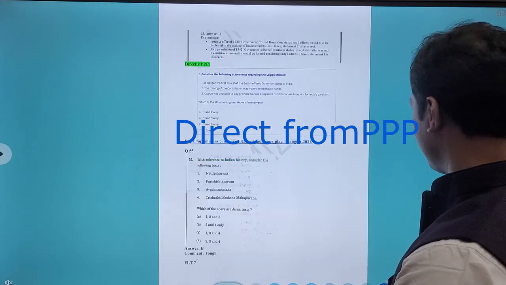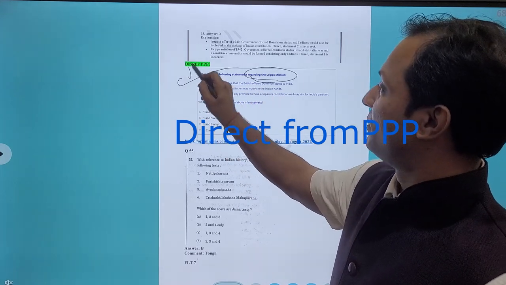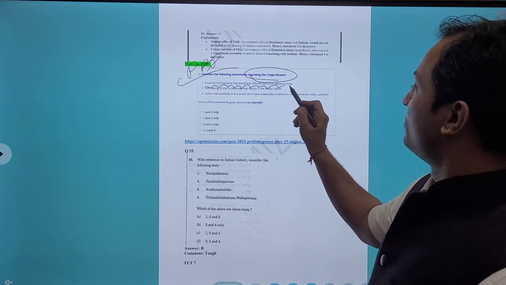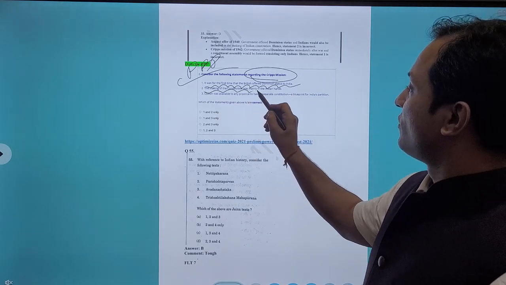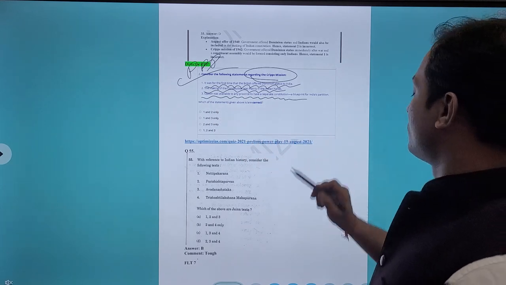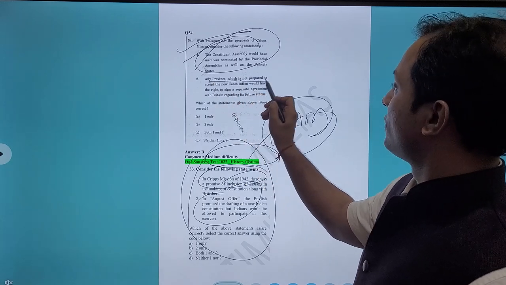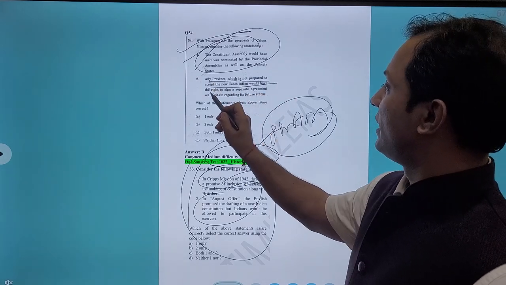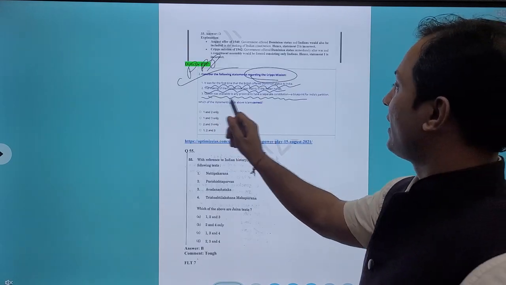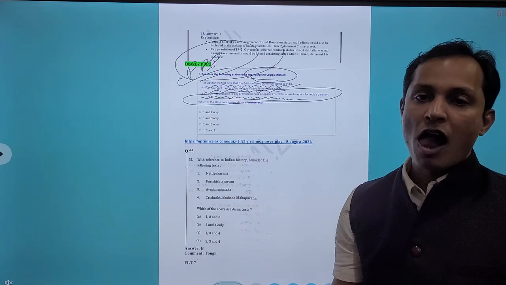This was in the news, guys. So I had asked. You see how many times I have given Cripps Mission in the PPP, directly from the PPP. It was the first time the British offered dominion status. The making of the constitution was mainly in Indian hands. The option was available for any province to have a separate constitution. Guys, you see here: any province which is not prepared to accept the new constitution would have the right to sign a separate agreement with the British. Guys, you see exactly the word PPP, directly from the PPP.